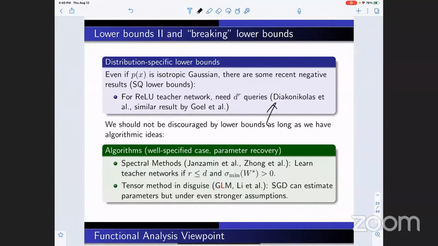And in fact, you can do this even with SGD. This was done in a paper by myself, Rong Ge and Tengyu Ma, and then in the orthogonal case by Yuanzhi Li and Tengyu Ma. They show SGD can estimate parameters, but under even stronger assumptions, like they need this plus some positivity on the coefficients. Okay. So how can we go beyond this with methods that are computationally efficient and try to get statistical efficiency, but perhaps without these condition number assumptions?